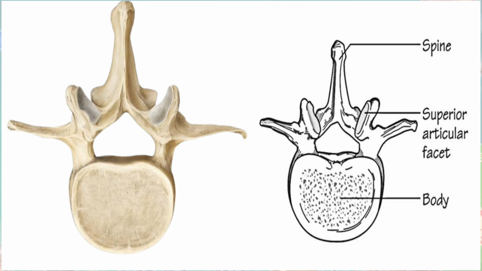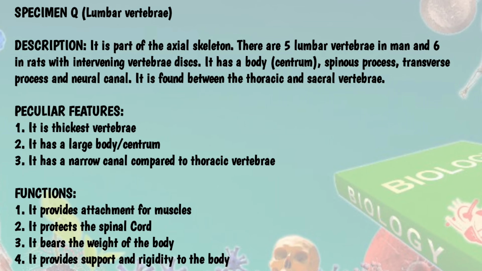So move to specimen Q, which is the lumbar vertebrae. So it's a part of the axial skeleton because it is within the trunk, and there are 5 lumbar vertebrae in man, then 6 in the rabbit, and in between any of these vertebral bones, whether lumbar, thoracic, cervical, or sacral, there is a disc, and these discs are made up of cartilage. They are placed within the bones to prevent things like friction, wear and tear, and the rest. So there's an intervening vertebral disc.